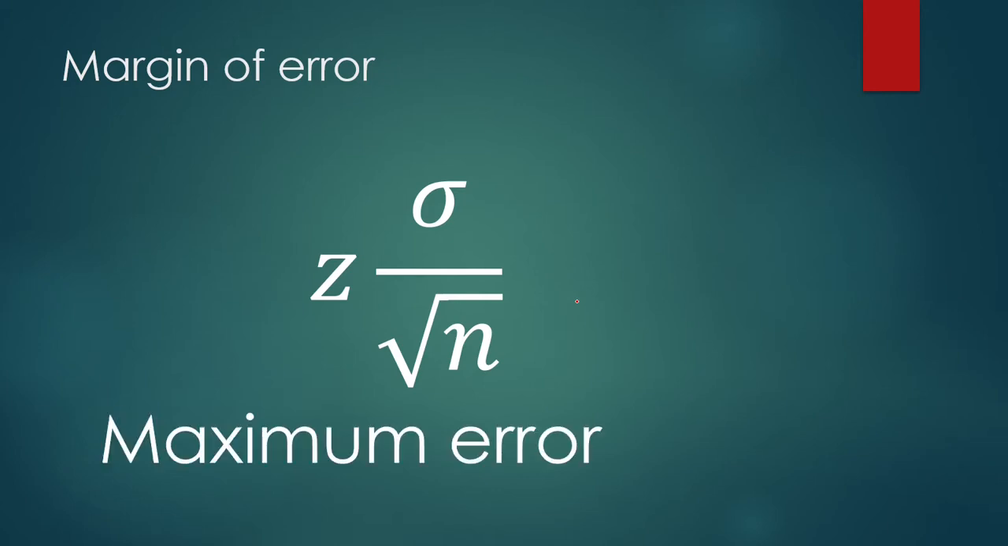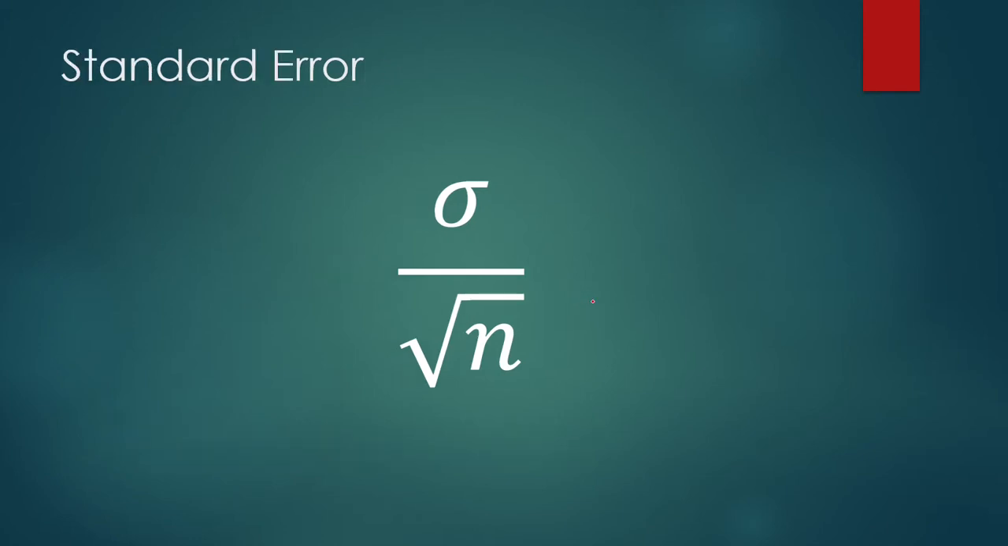This is also known as the maximum error. The sigma over the square root of n is also known as the standard error.